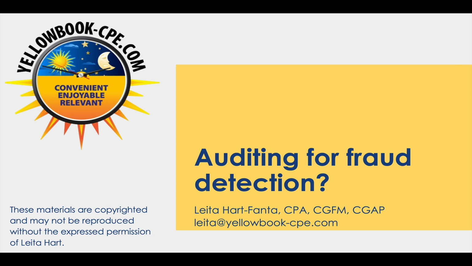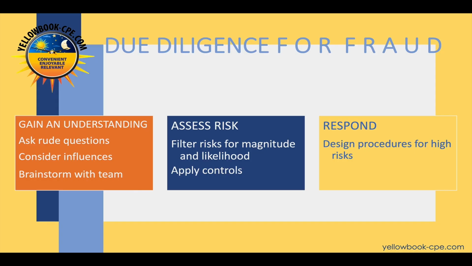Let's get started. In this episode, let's talk about what it means when we say we're auditing for fraud detection. We have a responsibility under AICPA and Yellow Book standards, performance audit standards, financial audit standards in the Yellow Book, to do some due diligence procedures for fraud. And they're very specific about what those procedures are.